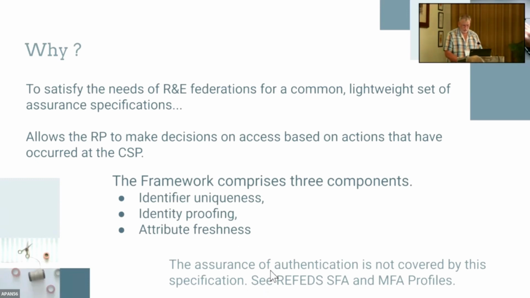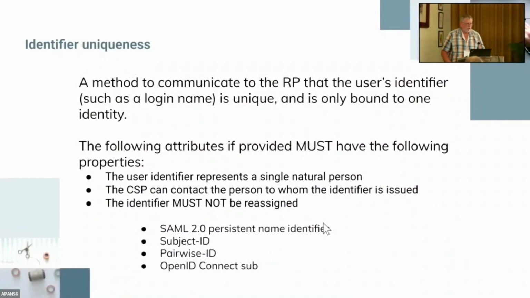The assurance of the authentication is not covered here, but it's covered by the multi-factor authentication we've spent this morning talking about. So, identifier uniqueness. When you log into something, generally your IDP will respond with some attributes or information about you, and some of those attributes will be identifiers that identify you uniquely globally. So identifier uniqueness is about a method to communicate to the relying party that a user's identifier, such as their login name, is unique and is only bound to one identity.